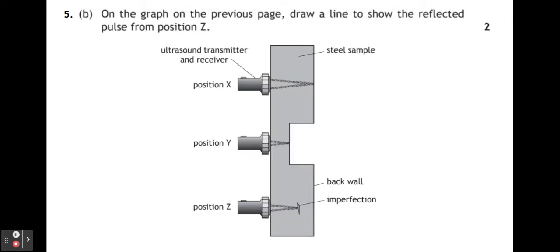Part B. On the graph on the previous page, draw a line to show the reflected pulse from position Z. Okay, so looking at position Z, we can see here the wave is being reflected from the imperfection in the steel, which is further into the steel than the back wall in position Y, but not as far as position X.